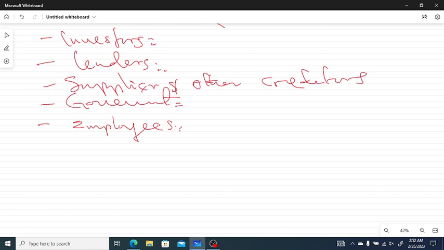And the employees will use this information to decide whether to stay in that company or to leave due to job security. Because in a situation whereby the company is always running at a loss, there is a serious problem concerning their job. So the employee will now decide on whether to stay or not.